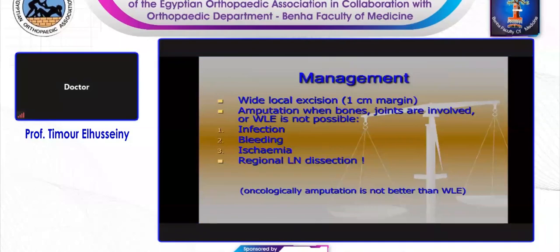or when you have local lymph nodes appearing. The question of local lymph node dissection and excision is controversial. Some authors would recommend doing this as a must if you have local inguinal lymph nodes, to dissect and remove them, and some authors would say it will not change the outcome. From the oncological point of view, amputation is not better than wide local excision if you have the liberty to do either procedure in the same patient.